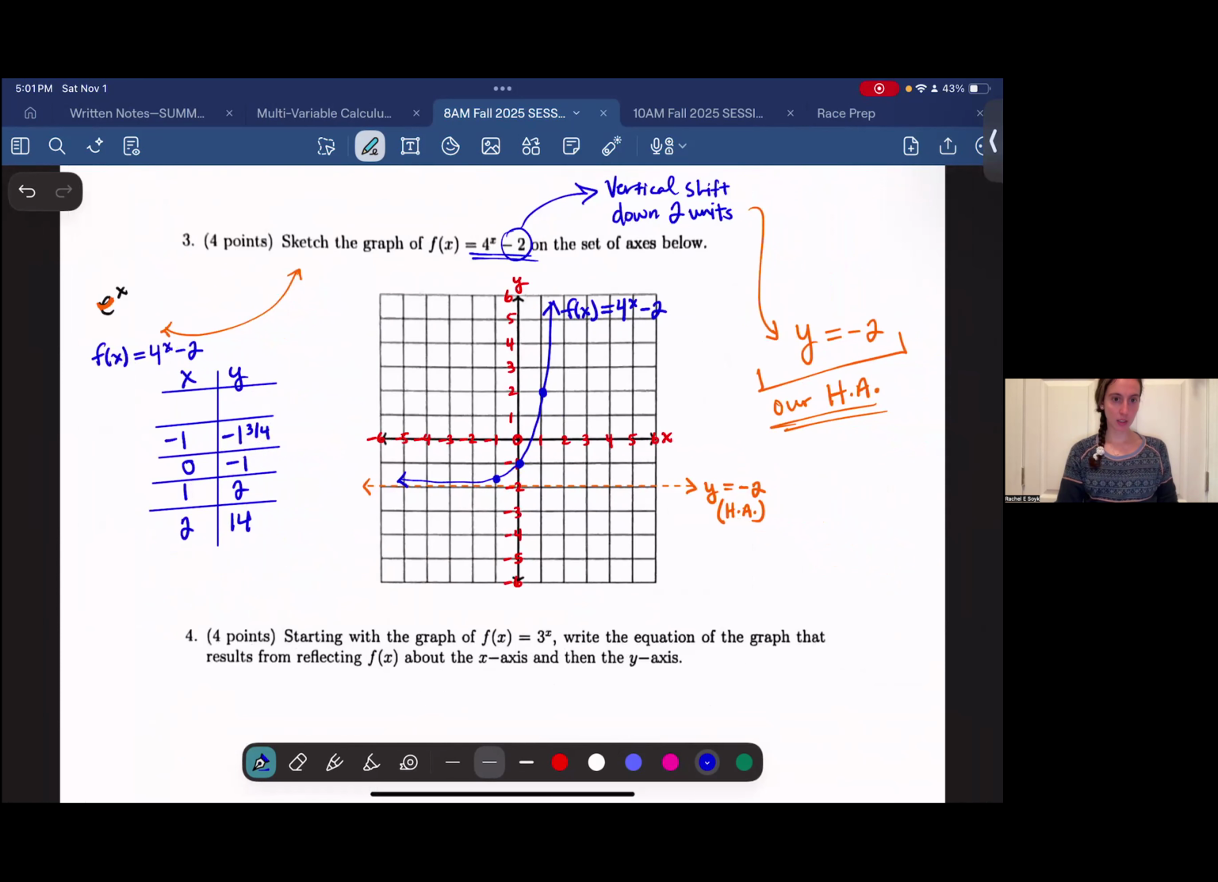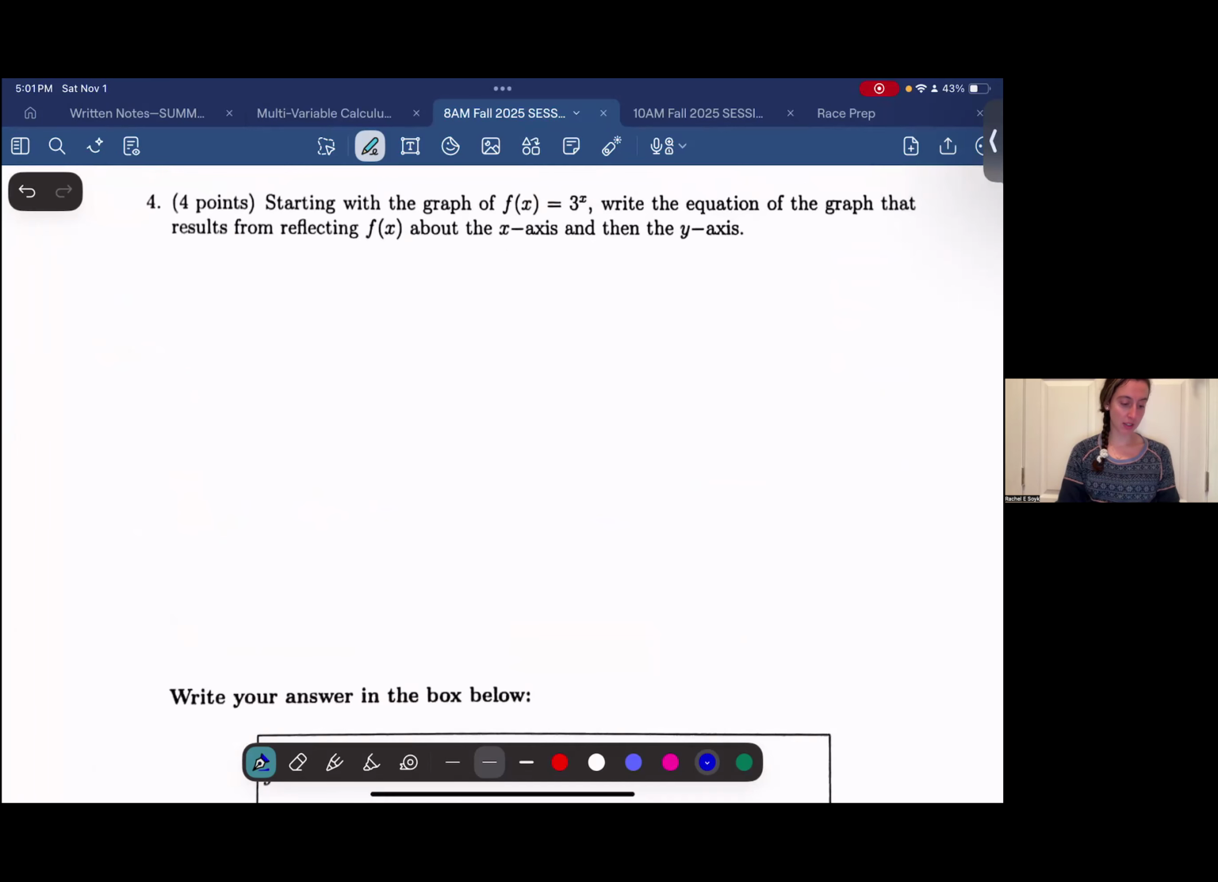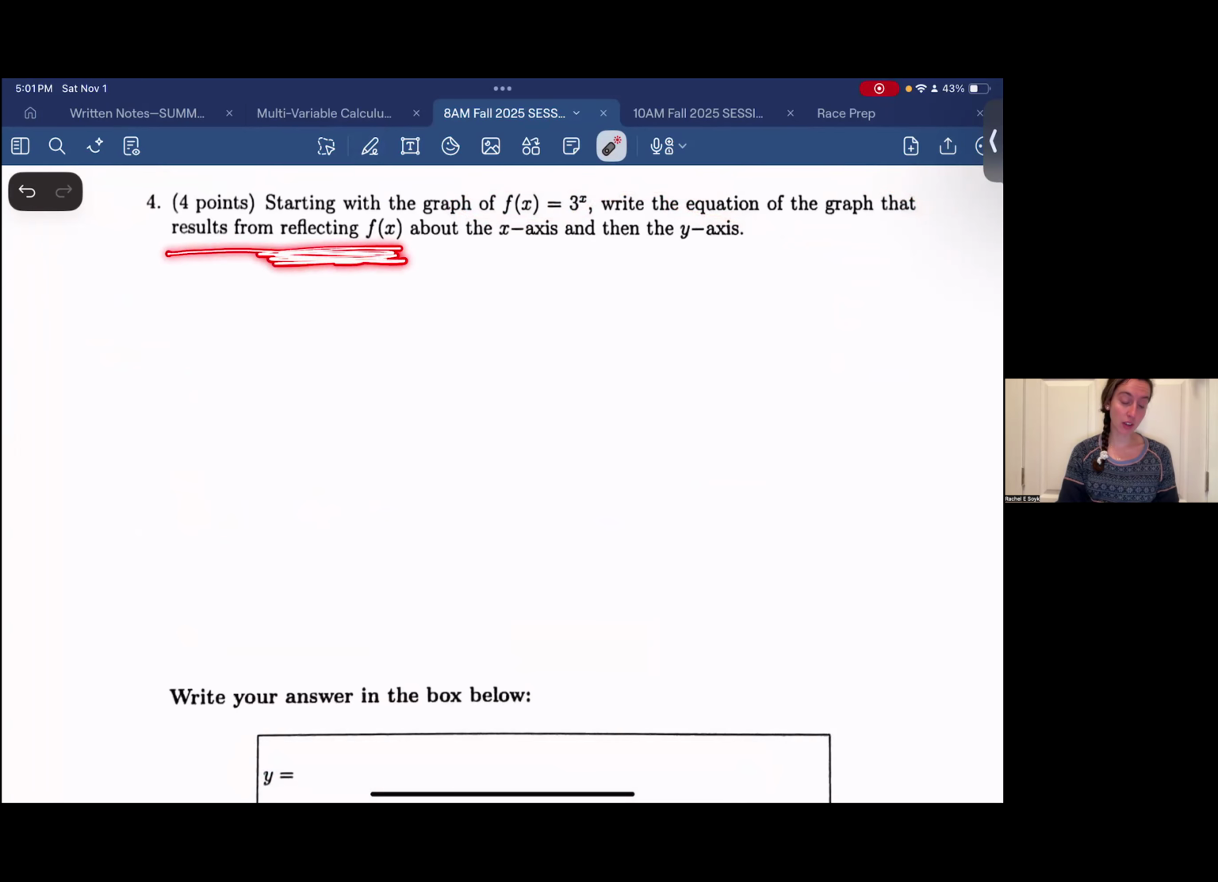Okay. And then the very last question for this quiz, we have starting with the graph f of x is equal to 3 to the x. We want to write the equation of the graph that results from reflecting f of x about our x-axis, which means all of our once positive y values are now negative, and then also reflecting across our y-axis. So our once negative x values or positive x values are now flipped in sign. So how do we do that?